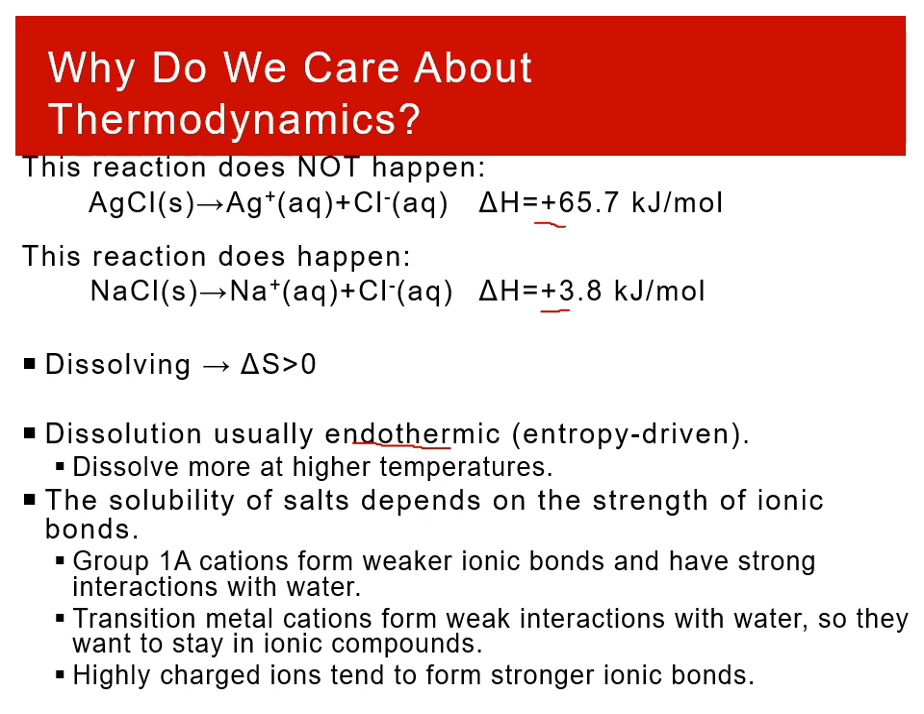Not always, there are some fringe cases, but for the most part, if you want to get more to dissolve, i.e. make this process more spontaneous, you want to turn up the temperature. That explains the trend we see in terms of controlling solubility. But why is AgCl not soluble and NaCl is soluble? They're both endothermic, but the question is how endothermic? NaCl is not very endothermic. It's only plus 3.8, whereas silver chloride is plus 65.7.